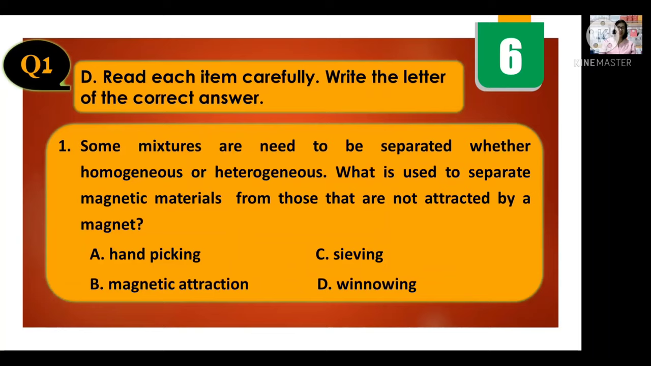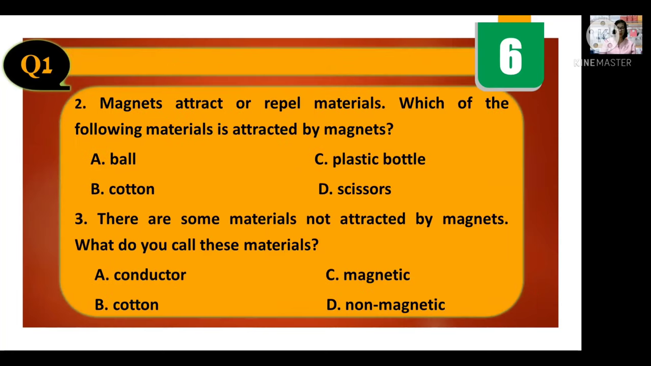And for the next activity, read each item carefully. Write the letter of the correct answer. Number one, some mixtures need to be separated, whether homogeneous or heterogeneous. What is used to separate magnetic materials from those that are not attracted by a magnet? A, handpicking. B, magnetic attraction. C, sieving. D, winnowing. Number two, magnets attract or repel materials.